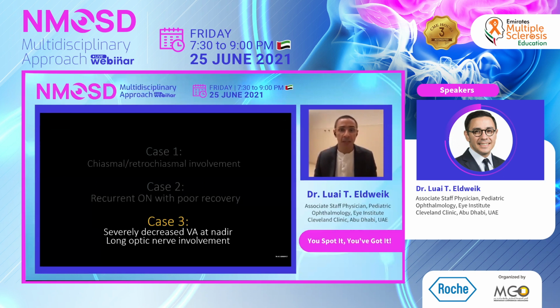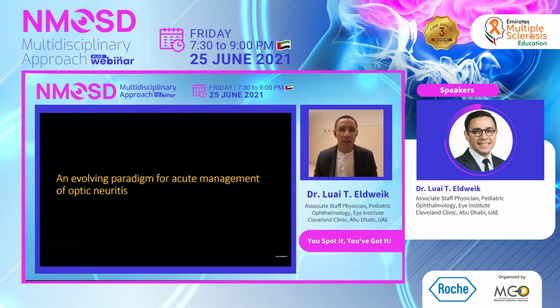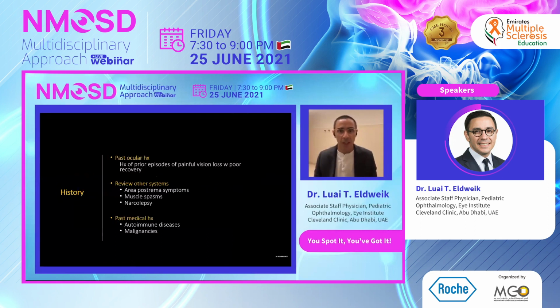After discussing these three common presentations of NMOSD-related optic neuritis, let's go and discuss an evolving paradigm for acute management of optic neuritis. So how does it start? Well, the management always, especially in neuro-ophthalmology, starts with taking a good history. So history about prior optic neuritis with poor vision recovery. This should raise question marks and suspicions about atypical optic neuritis.